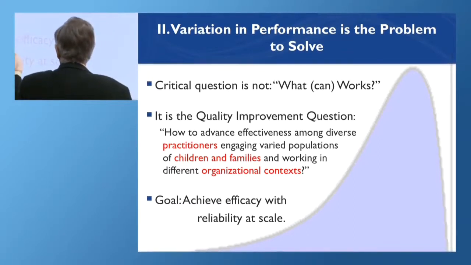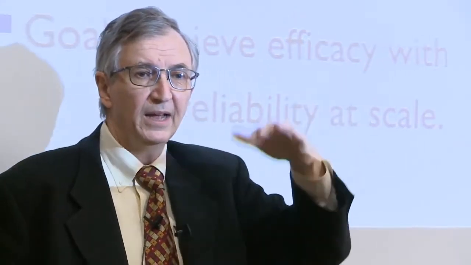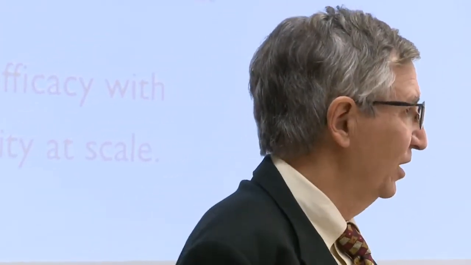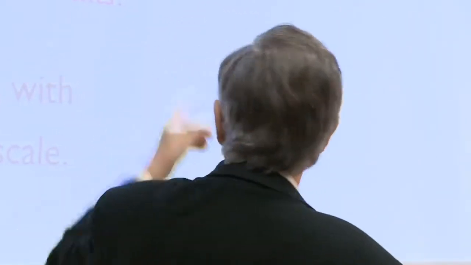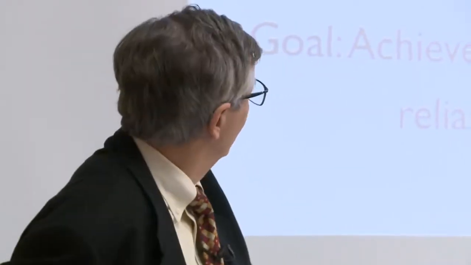And the goal we're after is how to get efficacy to occur reliably at scale, recognizing that students are different, the adults who work with students are different, the context in which this work is occurring, the organizational contexts vary, and all of these contribute to the outcomes we currently see. And so all of these things, in that sense, become targets for our attention.